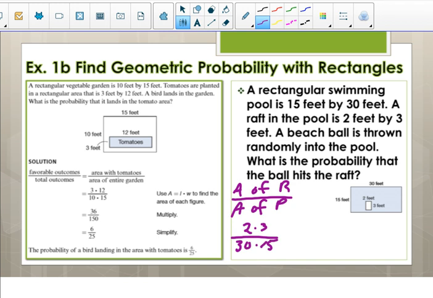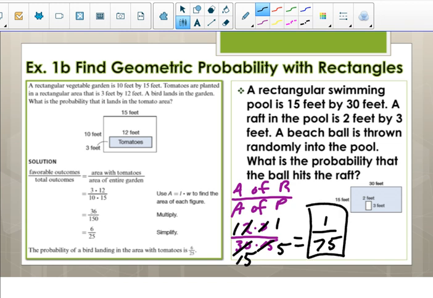And then we can simplify: divide a 2 here, divide a 2 there. Take a 3 out here, take a 3 out here. So now I have 1 times 1, and 15 times 5 is 75. So you have 1 out of 75 chances of the ball hitting the raft.